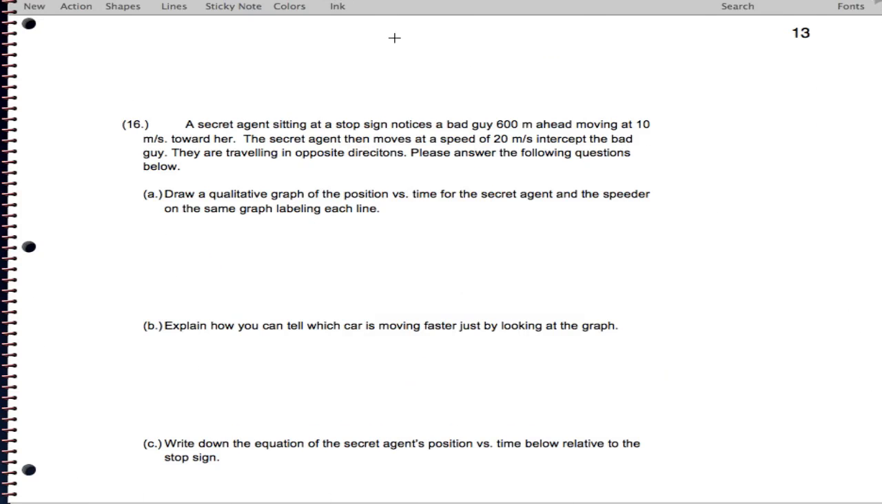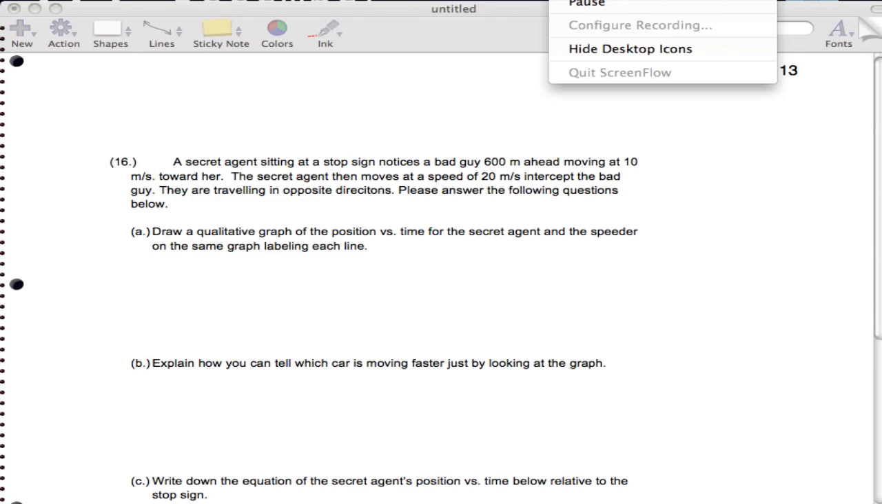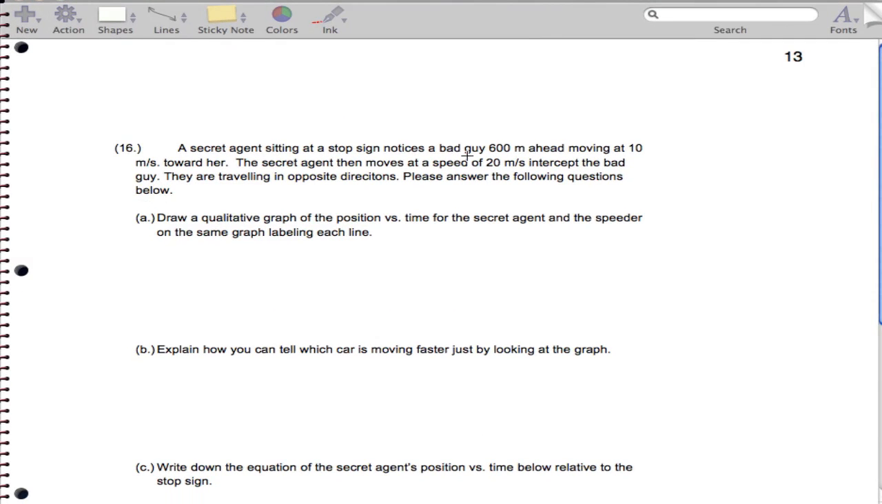Now, here. This is an interesting problem, and actually let me just check how much time I have. Good. So this is an interesting problem because what we have is the cop and the car situation, but now they're moving towards each other. So what that means is that this is going to be negative and this is going to be positive.